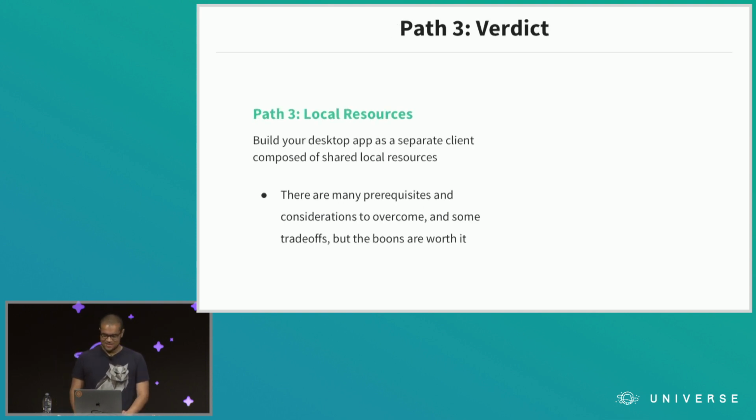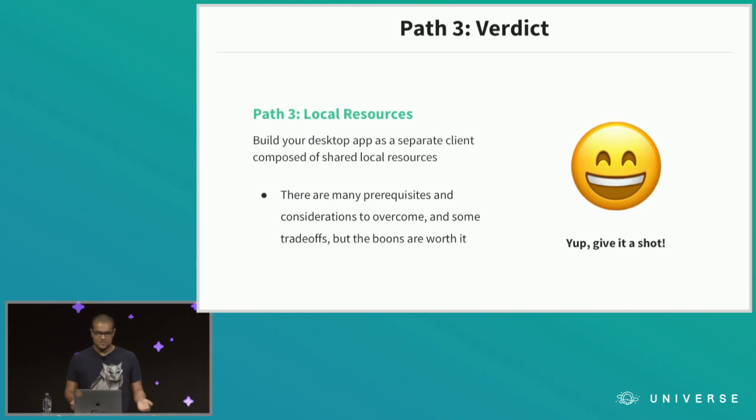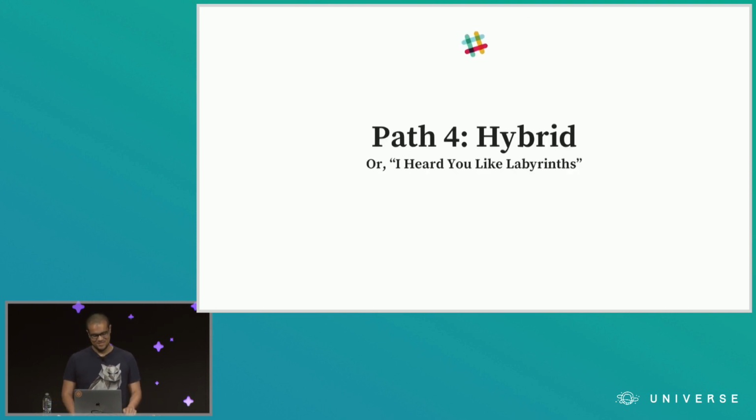All right, so how did this go? This path was the path of local resources. We build our desktop app as a separate client composed of shared local resources. Give it a shot. There are definitely some trade-offs here, but there are plenty of benefits to go along with them. All right, there's one more we can try out, one more path. Let's see how this one goes.